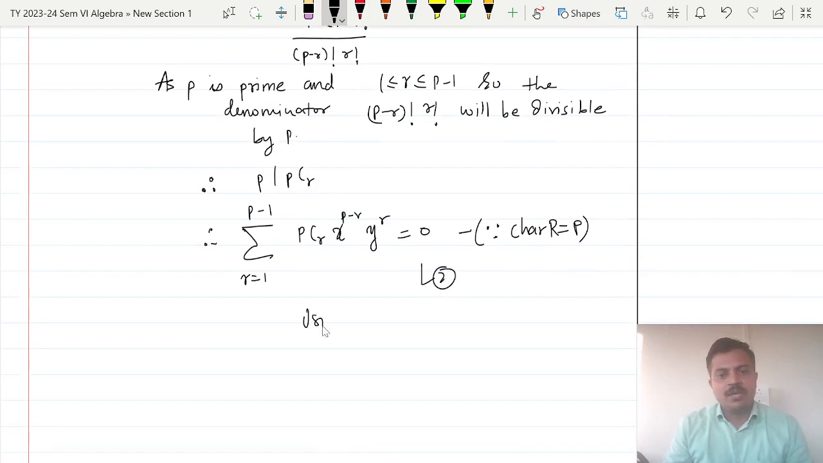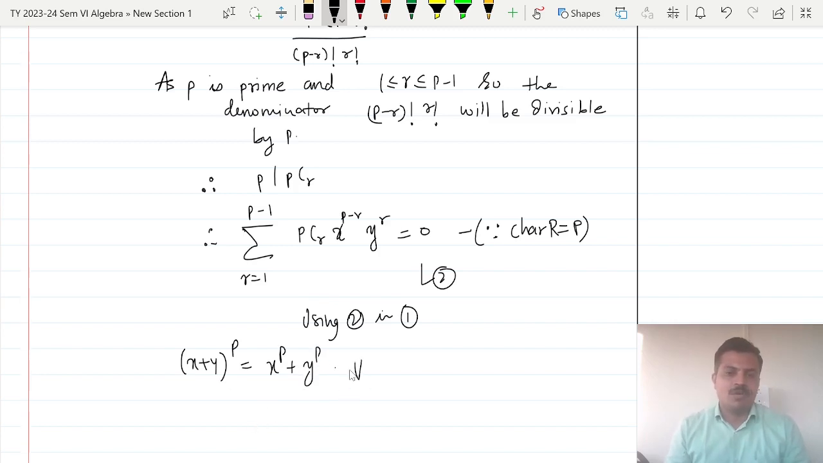So using 2 in 1, what we will get is (x + y)^p is equal to x^p + y^p for all x, y belonging to R, and that is exactly what we wanted to prove.